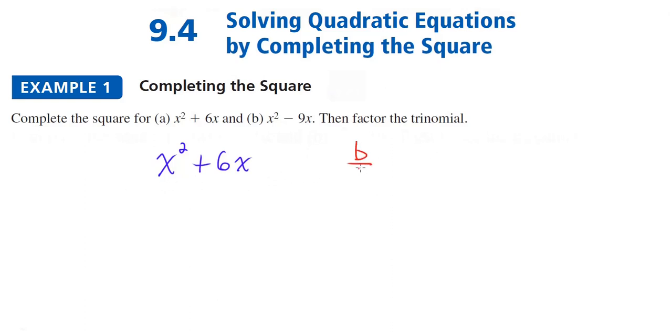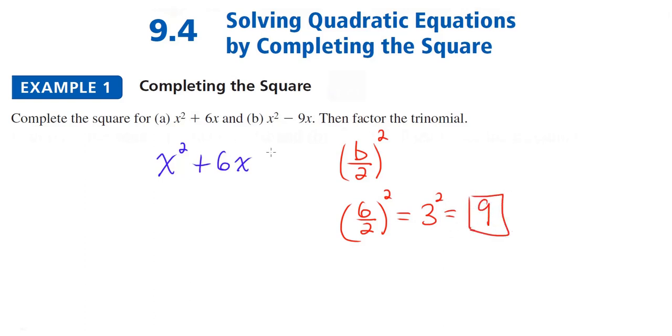All we're going to do is take half of b, in other words, take the b value, divide it by 2, and then we're going to square that. So our b value here is 6. So we're going to do 6 divided by 2 squared. So what is 6 divided by 2? 3. So now we have 3 squared, and what is 3 squared? 9. So this 9 is going to be our new c value, and we're going to add it right here.